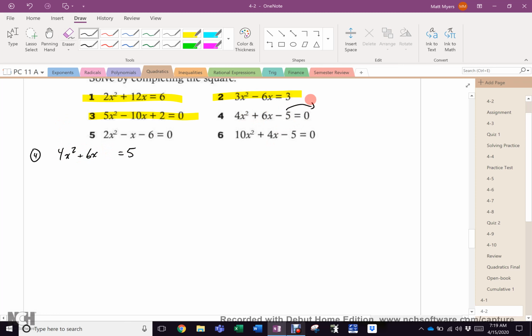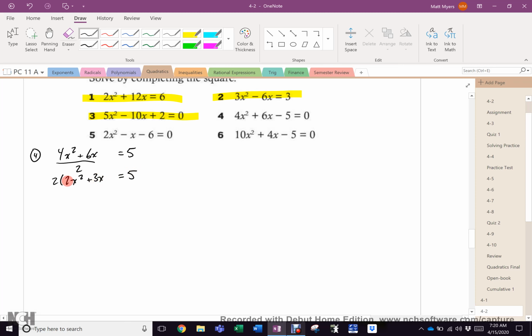Move that 5 over like we've always done. Now, what could we do? Well, again, we could divide this by 2. And now I have 2x squared plus 3x equals 5. But we're still screwed, aren't we?